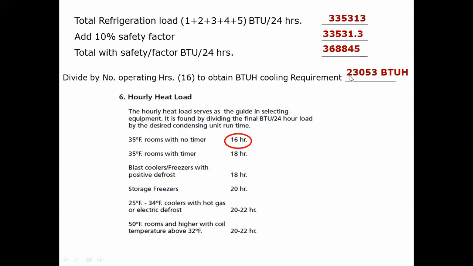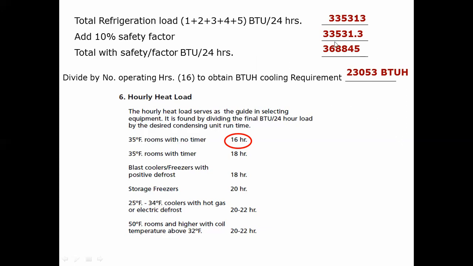So one TR is equal to 12,000 BTU per hour. So 23,053 BTU per hour will be almost 2 ton, correct? 1.92. So write that also. 1 TR equal to 12,000 BTU per hour. So I think you have written this, okay?